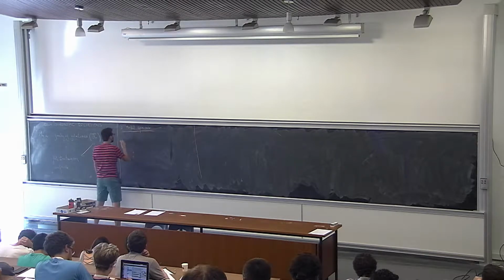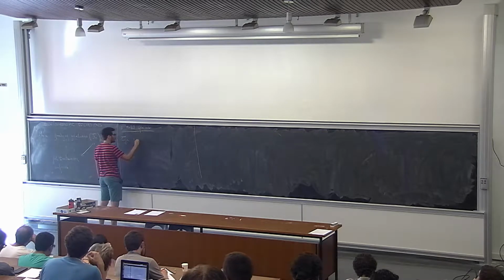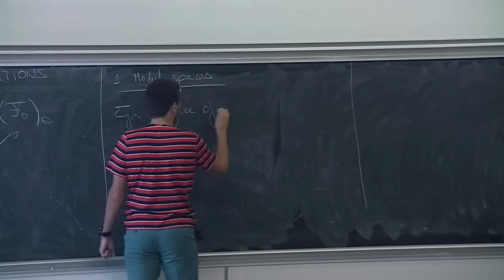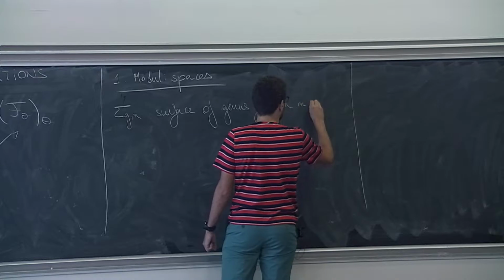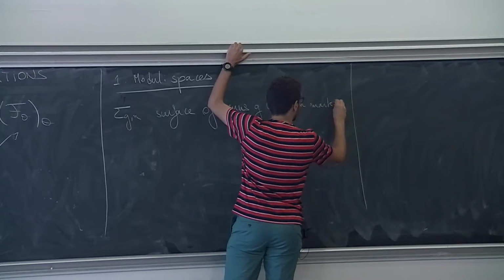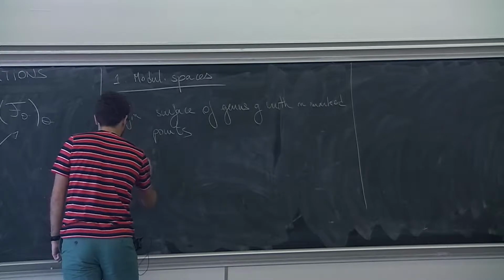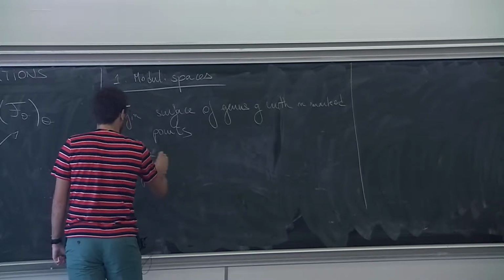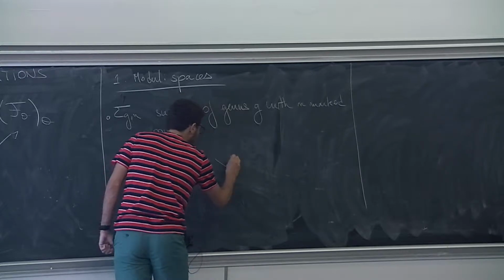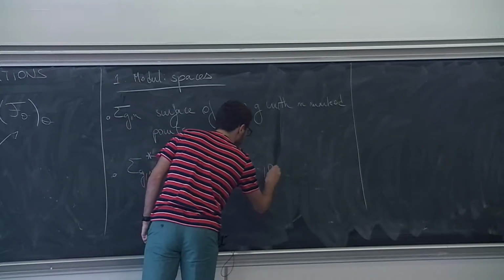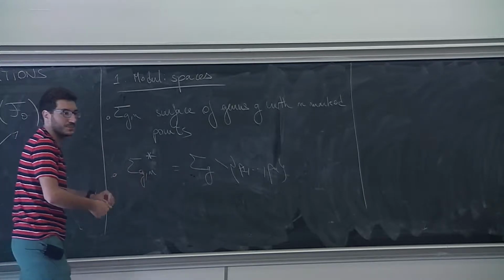So for some notation, Sigma_{g,n} is the topological surface of genus g with n marked points. And maybe I'll use Sigma_{g,n}^* to be the surface of genus g minus n points, which I want to think of in two different ways. This is really a surface with n marked points on it, and this is the surface punctured.